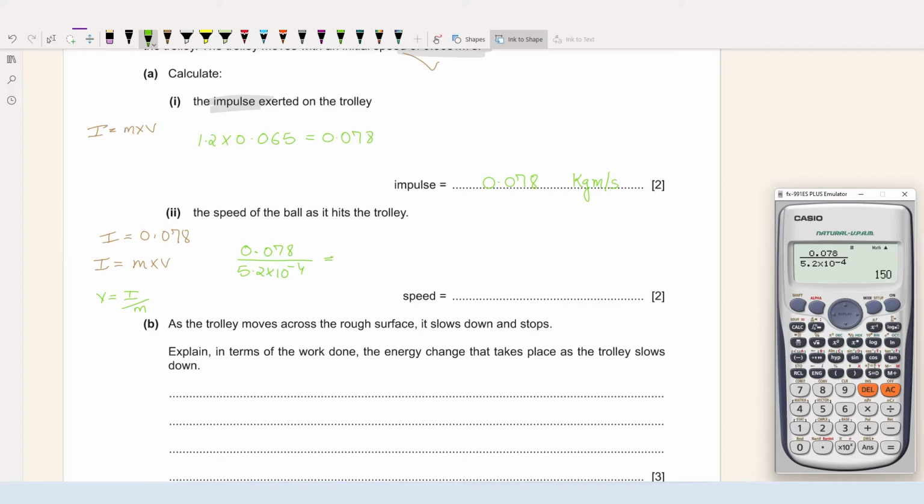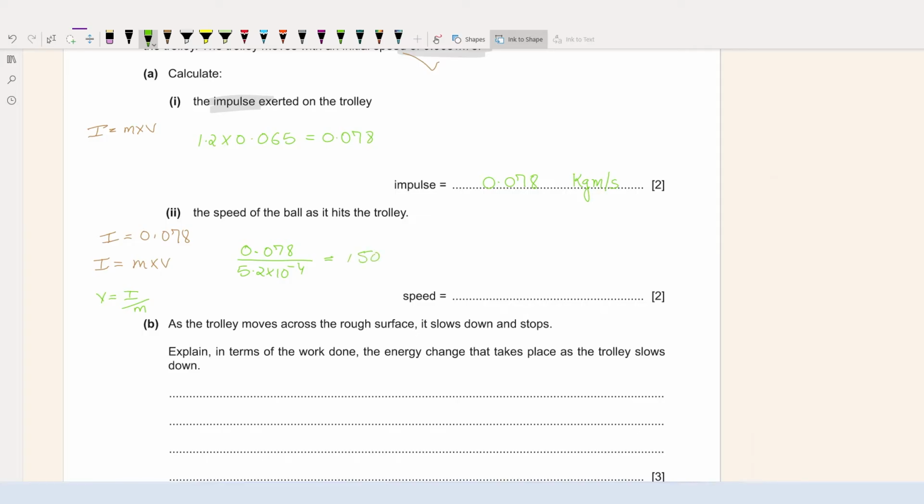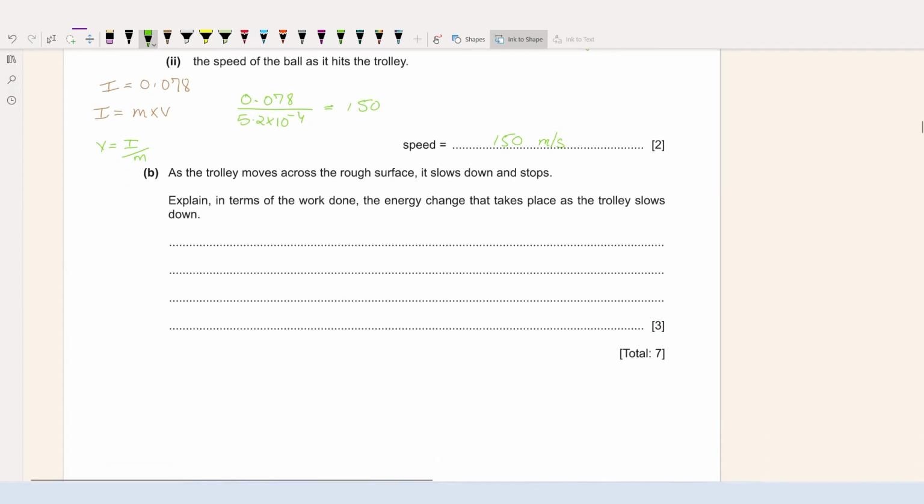And our new velocity is 150. And don't forget to add the units: meters per second. As the trolley moves across the rough surface, it slows down and stops. Explain in terms of work done the energy change that takes place as the trolley slows down.